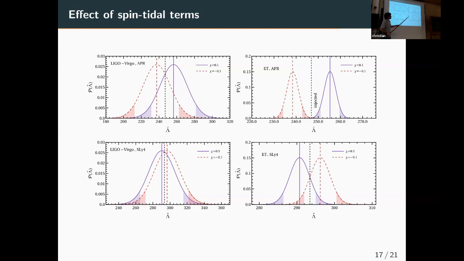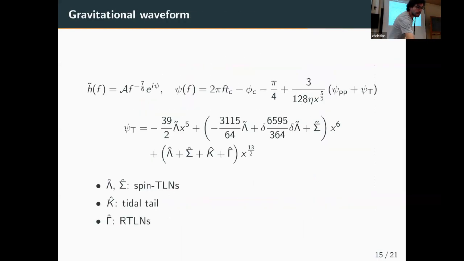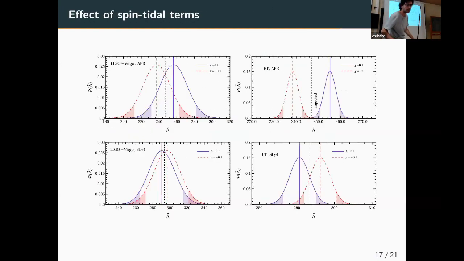Right. What is happening here is that, if you remember, there are two contributions: the interaction between the spin and the static tidal deformability, and the RTLNs themselves. What is happening there, and we tested this, is that in the APR4 case, these contributions point in the same direction and build on each other. Well, for the other equation of state, they have opposite signs, and so they slightly cancel each other out. So that's why you see that for APR4 they all push in the same direction and make a larger bias on the measurement of lambda tilde. Well, for the other case, they contradict each other.